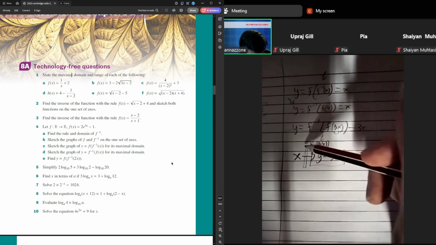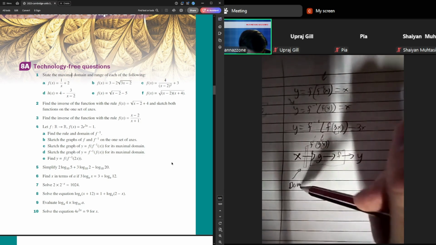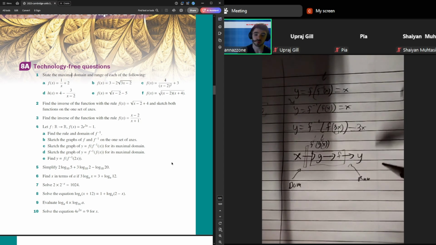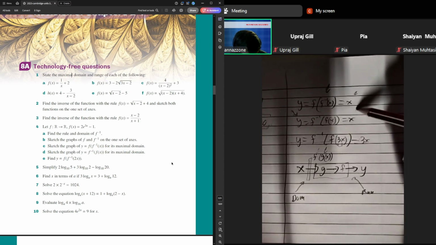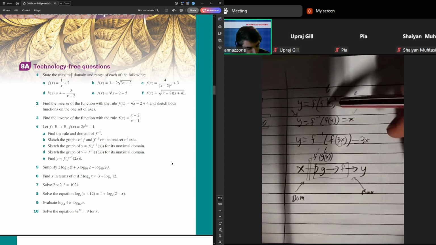This at the front is the domain of your composite function because it's all the x values that come into it. This at the front is the range of your composite function because it's all the y values that come out of it. So the reason why these have the same rule but will have different domains is because I have a different inner function.